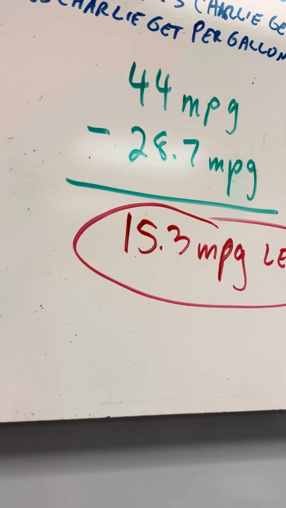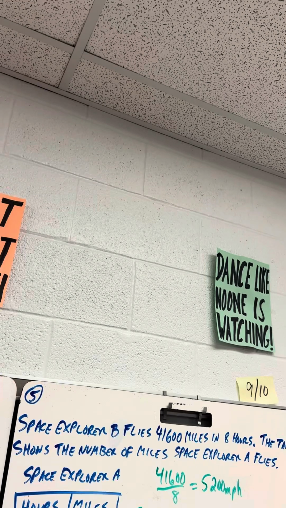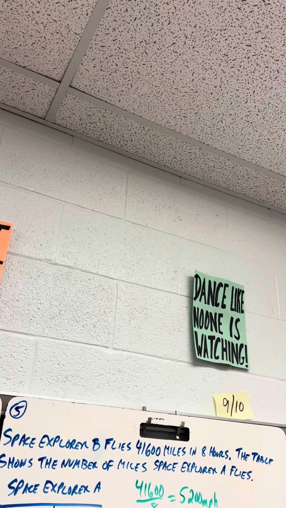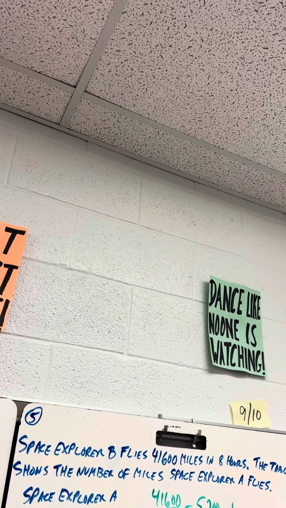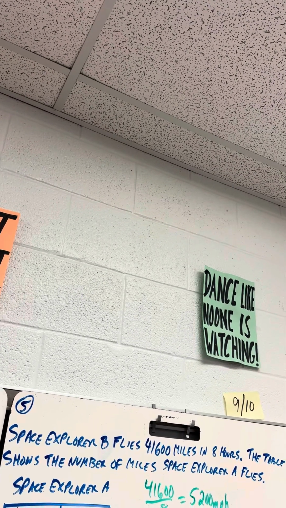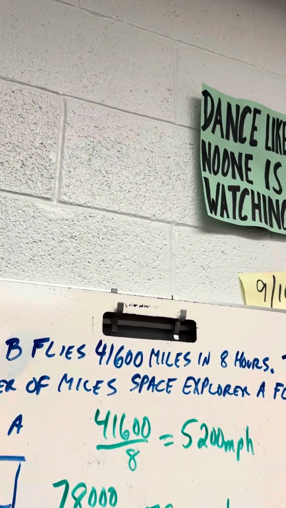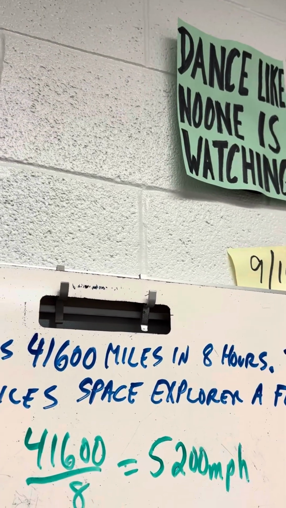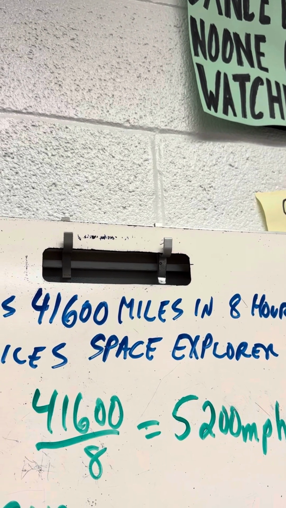Okay? Space Explorer B flies 41,600 miles in 8 hours. The table shows the number of miles Space Explorer A flies. Okay, so Space Explorer B, 41,600 miles in 8 hours. That's 5,200 miles per hour in 1 hour.